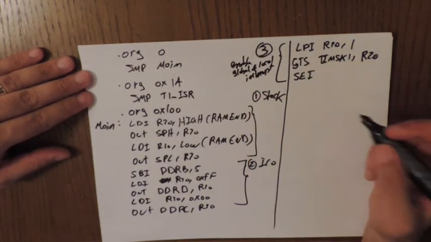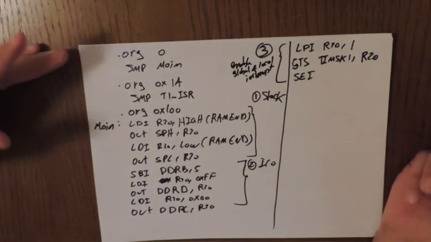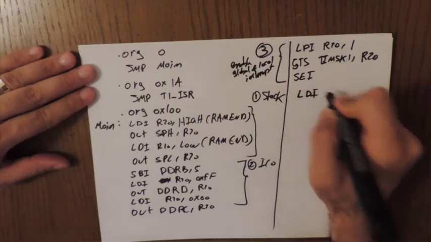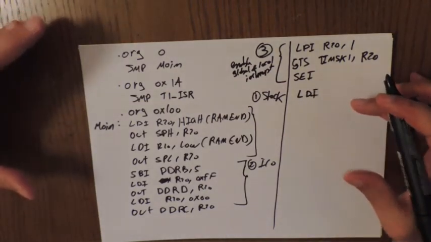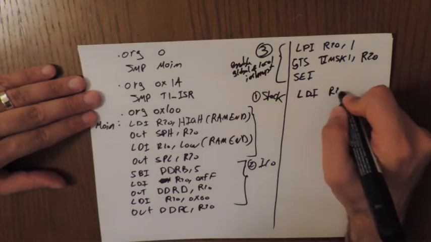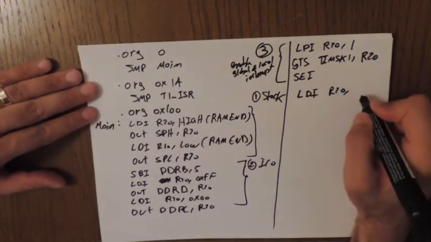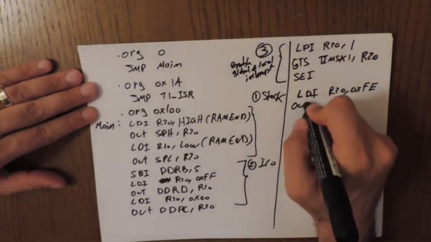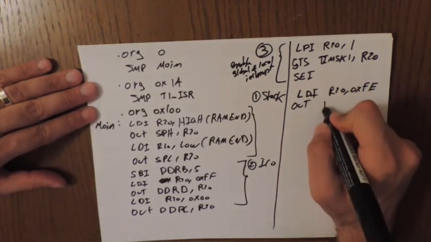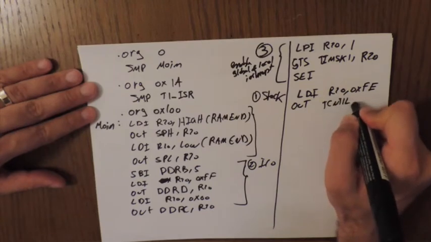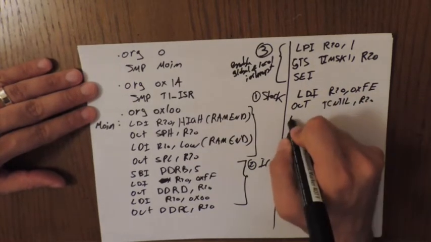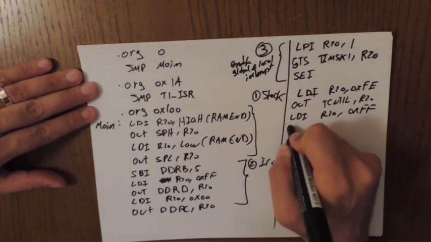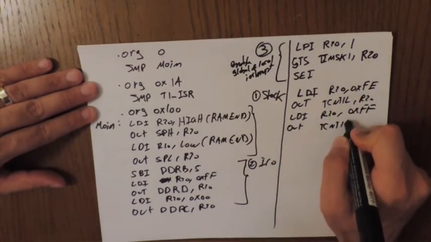Now I need to set up my timer. So first, since I have a timer, LDI R20, I'm using the same register since the values are not important when they are inside the SFRs. Timer counter 1 low, R20. LDI R20, 0xFF, out timer counter 1 high.